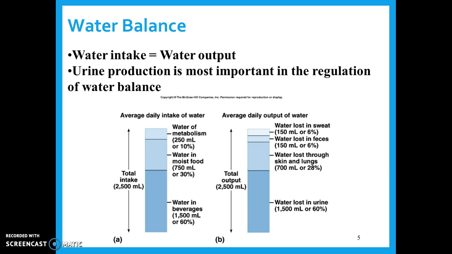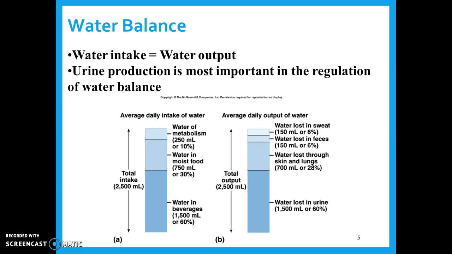Alright, as far as the output of water, the main way that we're going to lose water is through urine. And that pretty much equals the amount of water that we take in through beverages. So that's a pretty good way to make sure that your kidneys are functioning, if you're taking in as much water as you are letting out in urine. So 60% of our output of water is urine.